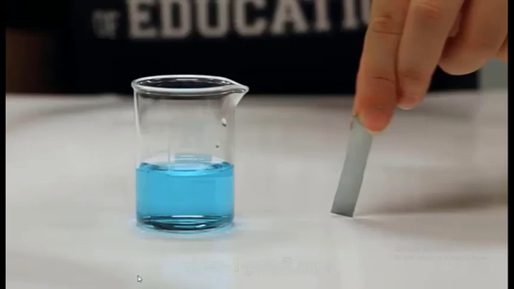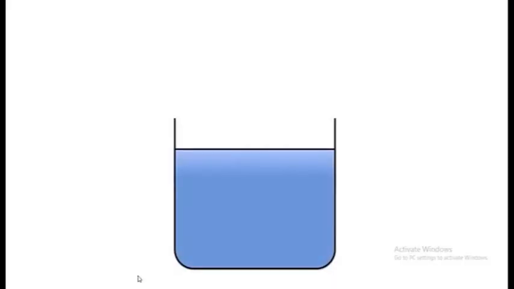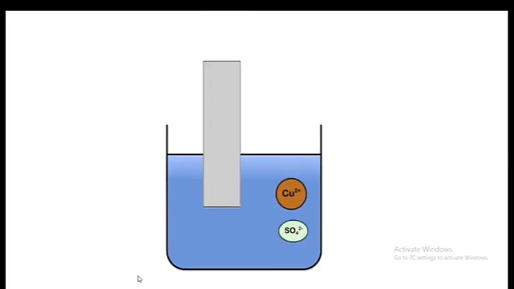Let's see more what happens in this reaction at the level of the reactants. This is a beaker of copper 2 sulfate solution. The solution is blue due to the presence of copper ions. So what happened when we add a piece of zinc into the solution?